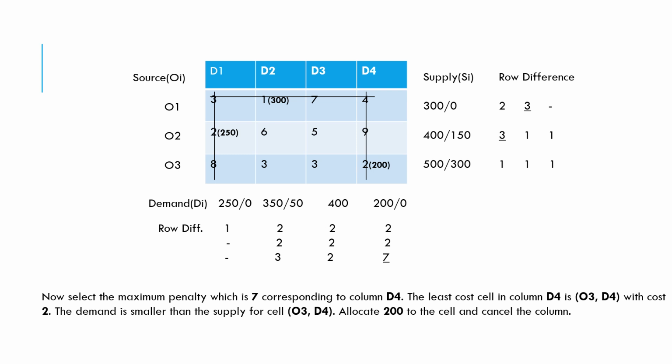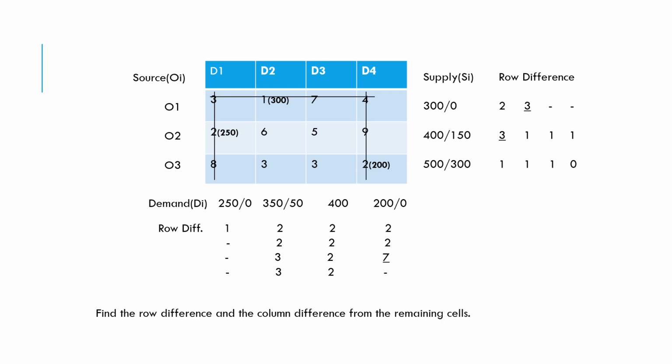Now select the maximum penalty, which is 7, corresponding to column D4, and the least cost cell in column D4 is O3 D4 with cost 2. The demand is smaller than the supply for cell O3 D4, that is 200, which can be fulfilled by its corresponding supply, which is 500. So the demand is fulfilled, so column D4 gets cancelled. For this new updated problem, again calculate the differences for remaining cells.